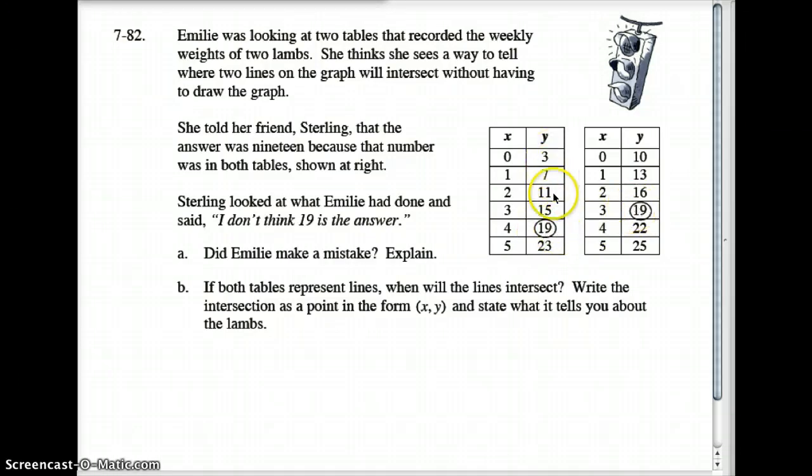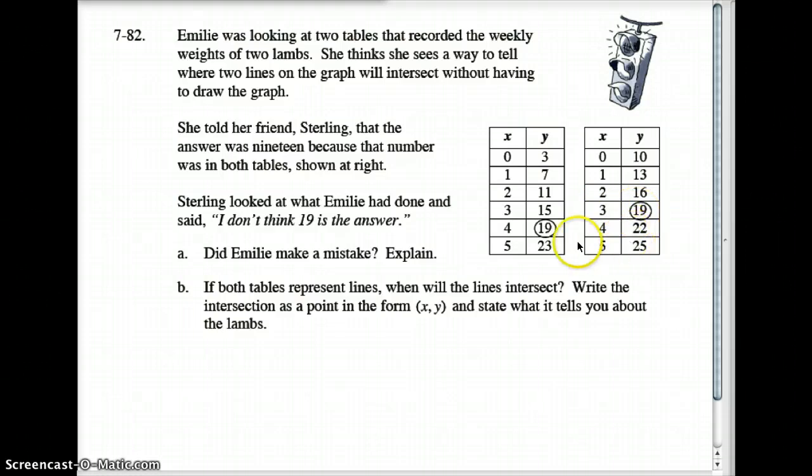This one went from 3, 7, 11, 15, 19, 23. And this one here, the only number they have in common for their y values is 19. So is that the point where they cross? The answer on that is no. That's not where they would cross. If you'll notice, this one keeps going up by 3 each time. And yes, they have a 19 in common, but the x value is not the same. The point of intersection is when both the x and the y values are the same.